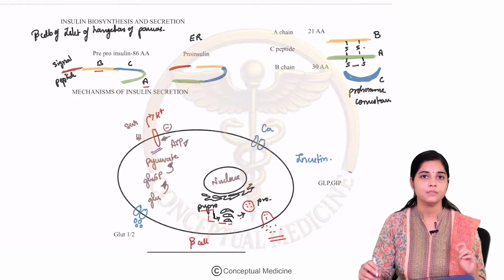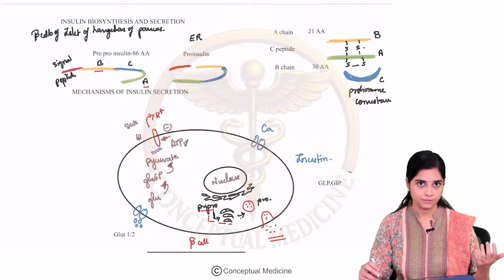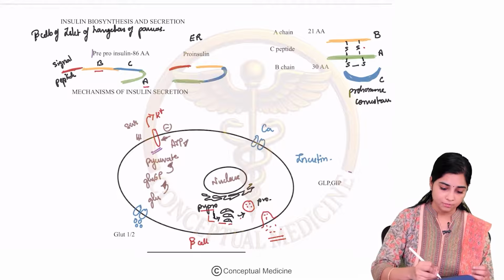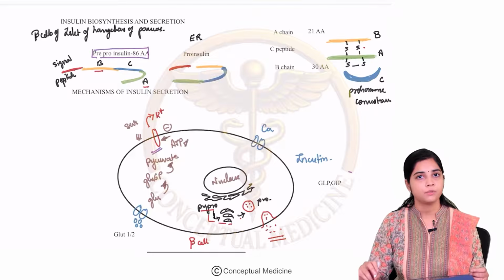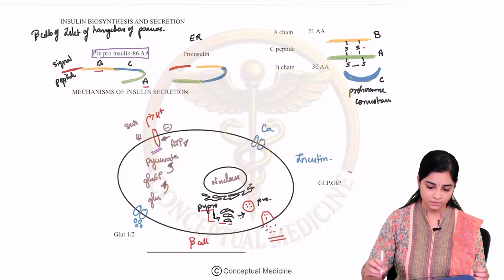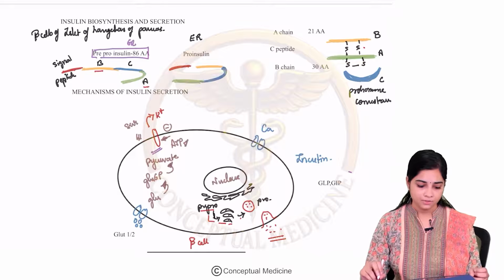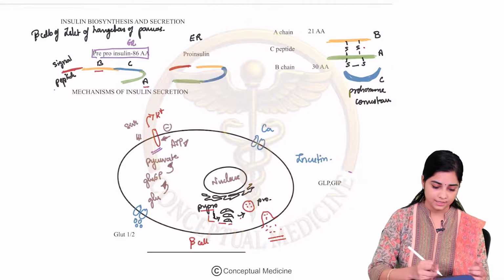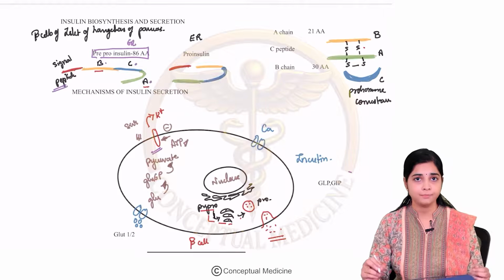Insulin is produced from the insulin gene. The insulin gene produces an mRNA which gets translated into proteins, and the first protein which is formed is your pre-proinsulin, which has 86 amino acids. This pre-proinsulin is produced in your endoplasmic reticulum. So this pre-proinsulin has what components? It has a signal peptide, a B chain, a C peptide and an A chain.